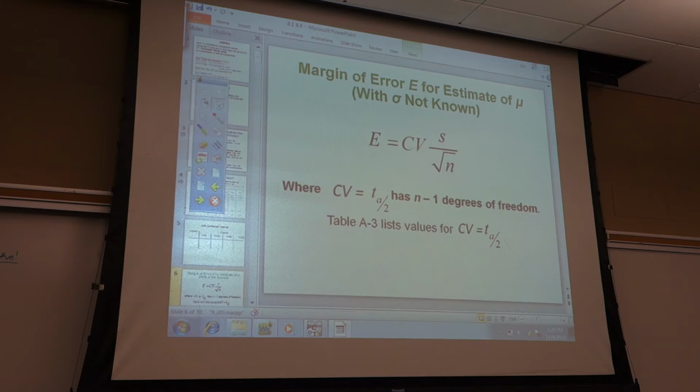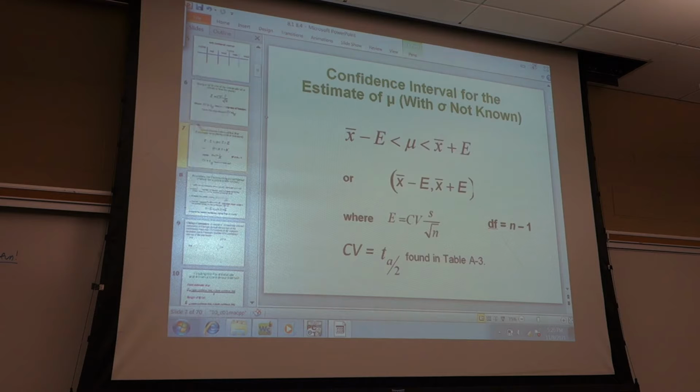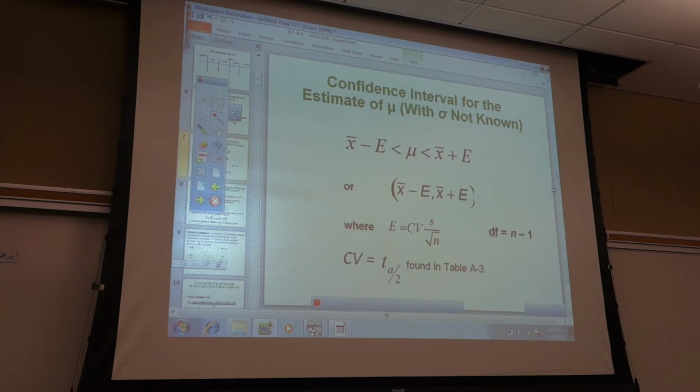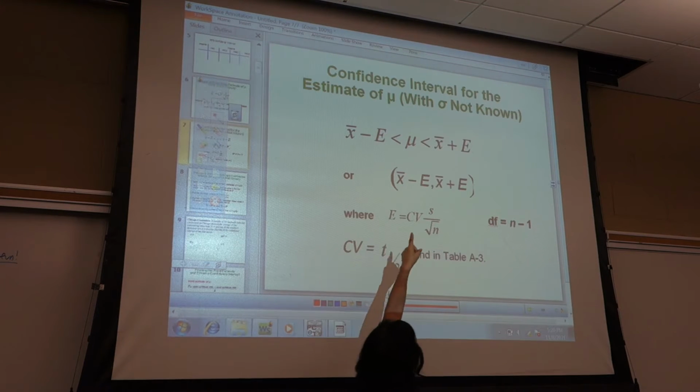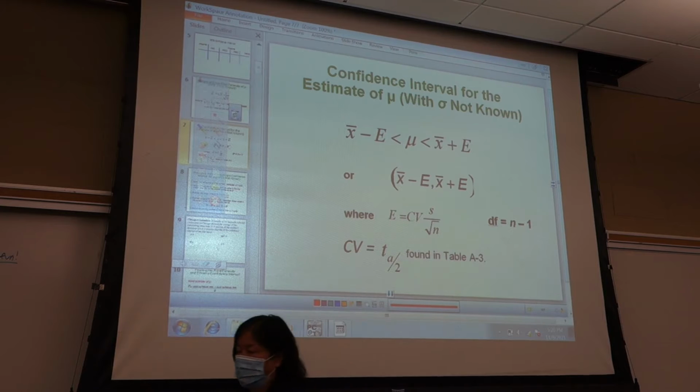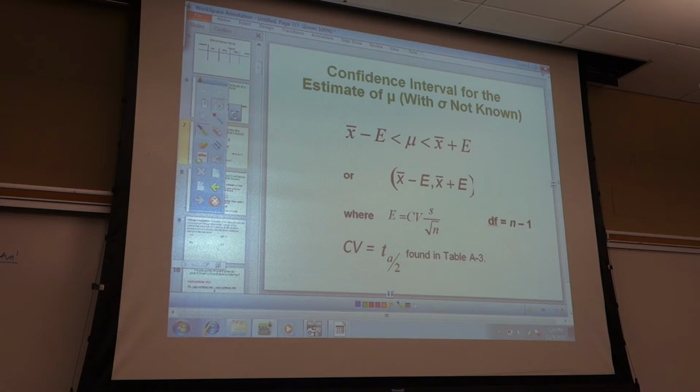And then you are not done yet. That's just the first step. The second step is taking that error and subtracting it from the mean and adding it to the mean to get your lower and upper limits. You can write it as the top way or the bottom way. Either one is totally acceptable, so just make sure you use one of these two forms.